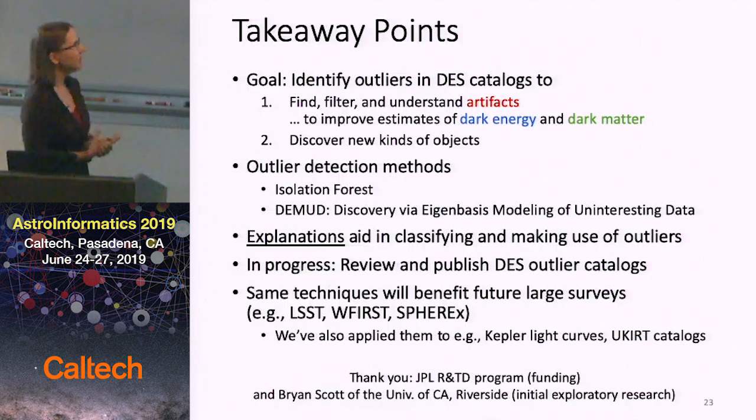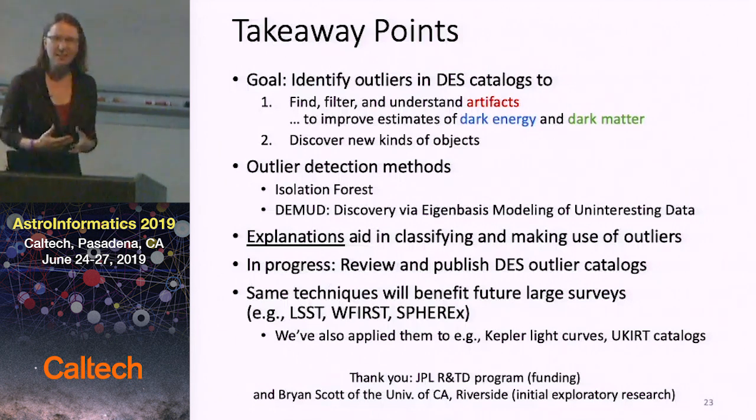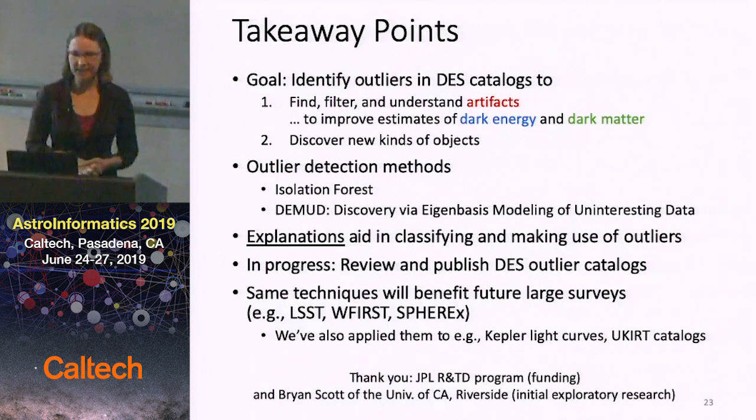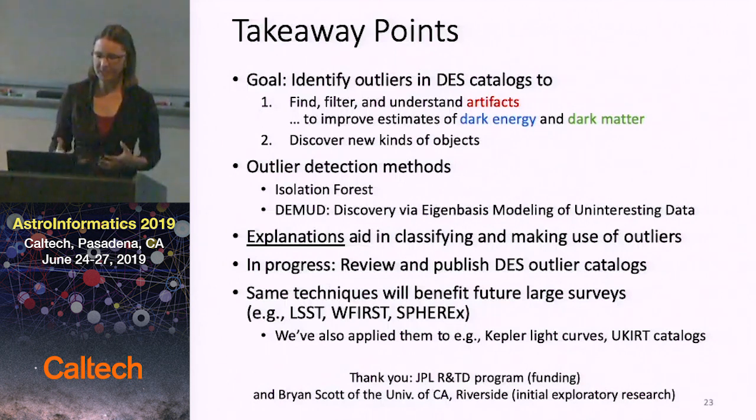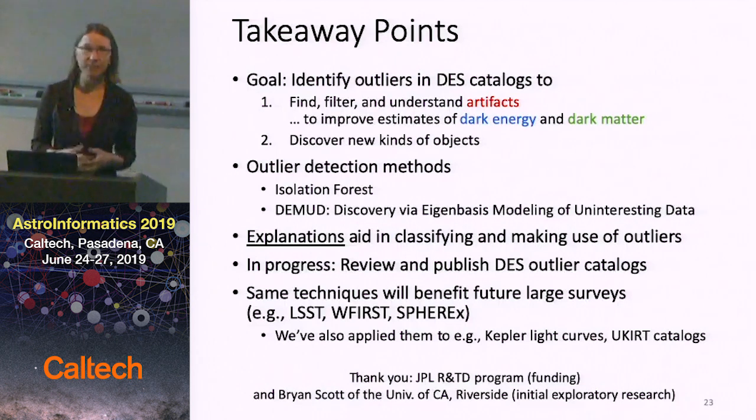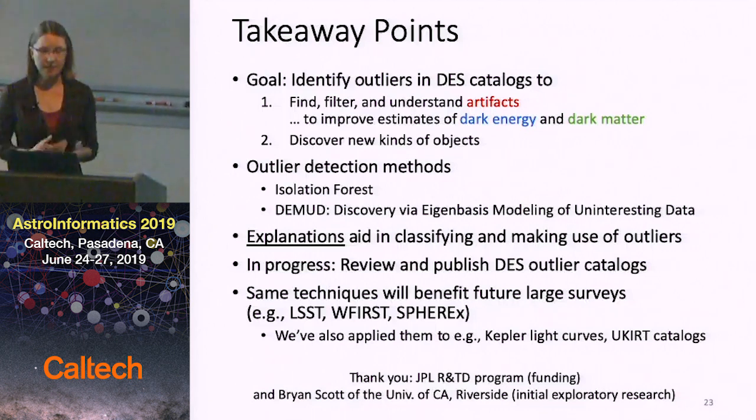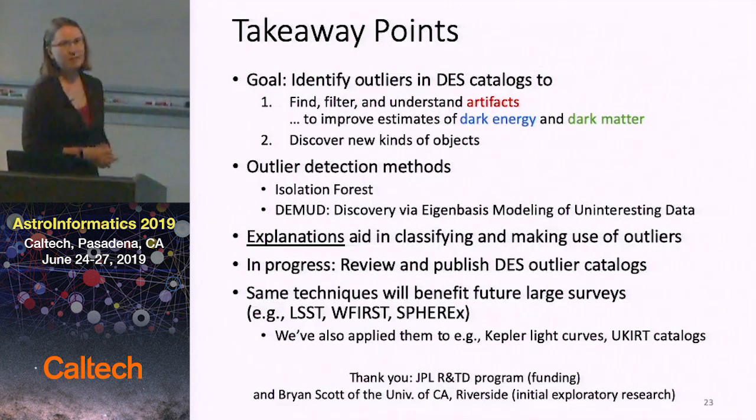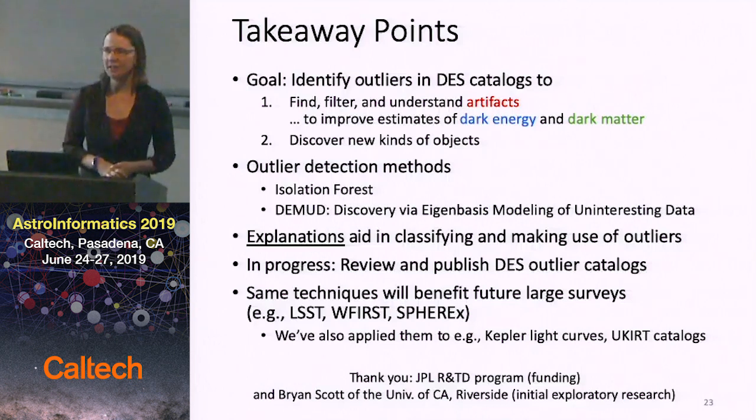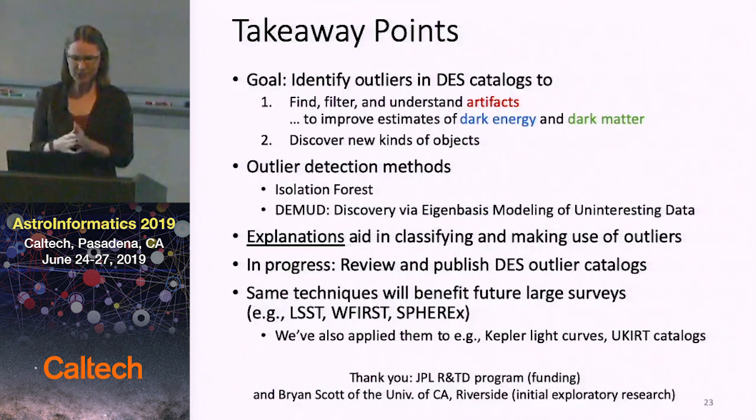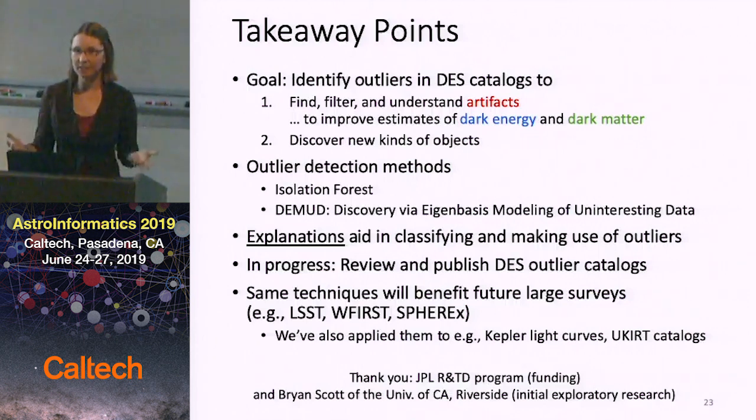We use 2 different outlier detection methods that can give us different angles on what outliers reside within the data. And this exact same kind of technique can easily benefit other large surveys coming up. I've listed a few here. And we've also used this for other applications like Kepler light curves or looking at stars that are being observed by ZTF and other telescopes. So I'll just conclude by emphasizing my primary message here, which is that I think it's vital we have explanations for what comes out of these automated algorithms, especially when you're working with large data volumes.